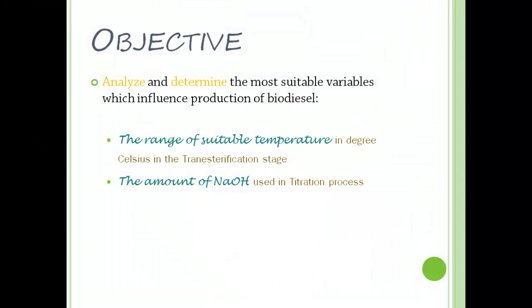So, let's start. Objective: this report aims to analyze and determine the most suitable variables which influence production of biodiesel, which concluded 1. The range of suitable temperature in degrees Celsius in the esterification stage, and 2. The amount of sodium hydroxide used in the titration process.